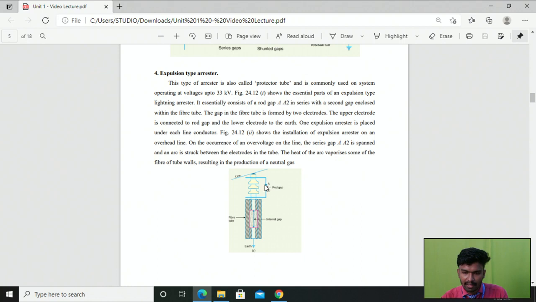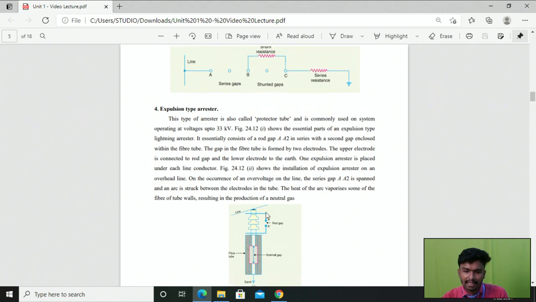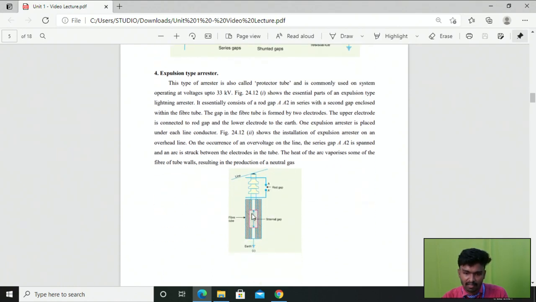Here you can look, we have the rod gap A and A dash, which is connected in series with the second gap, right? So here we have one gap and here we have another gap. The second gap is called the internal gap, right? The first gap is connected in series with the second gap. You can look at the second gap, which is enclosed within the fiber tube. So this is your second gap, and it is insulated by your fiber tube.